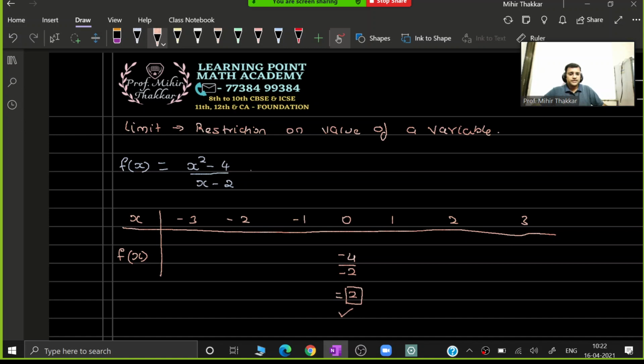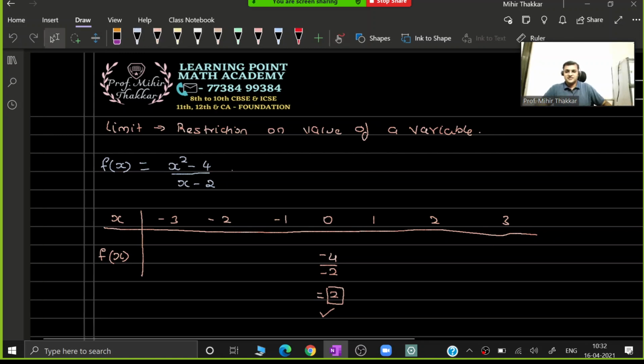Now this 2 is actually a real number, so obviously 0 cannot be a restriction for the value of the variable. The variable can definitely be equal to 0. So guys, the first value that we discussed was 0, according to which the function value comes out to be equal to 2. Let me try for the next value of x, which is equal to 1.